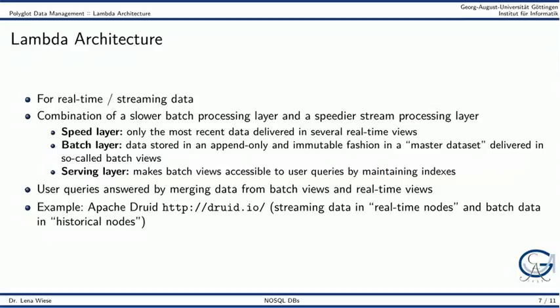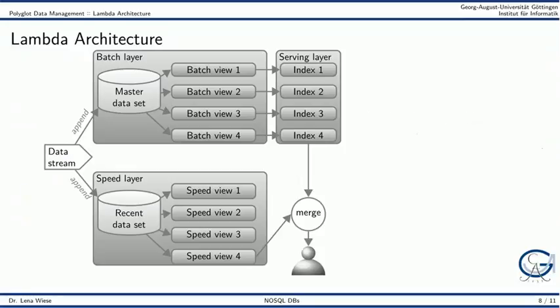in so-called historical nodes. To summarize, the Lambda architecture processes a stream of data. It takes some time to append new data to the master dataset and pre-process indexes for them. That is why all data are also collected in the speed layer. After new data have been merged into the master dataset, they can be removed from the speed layer.